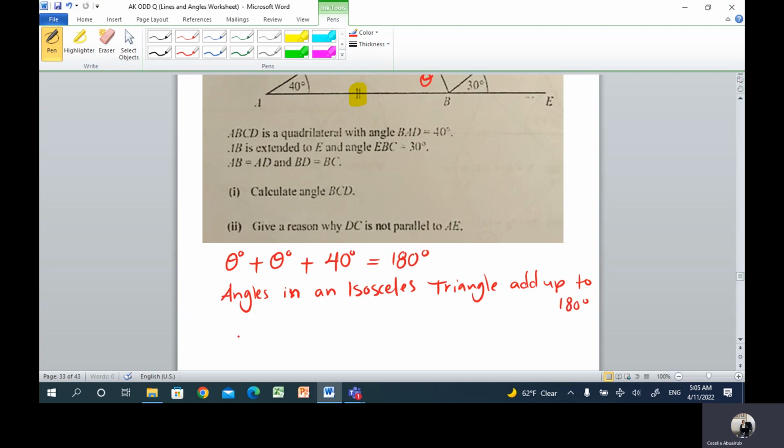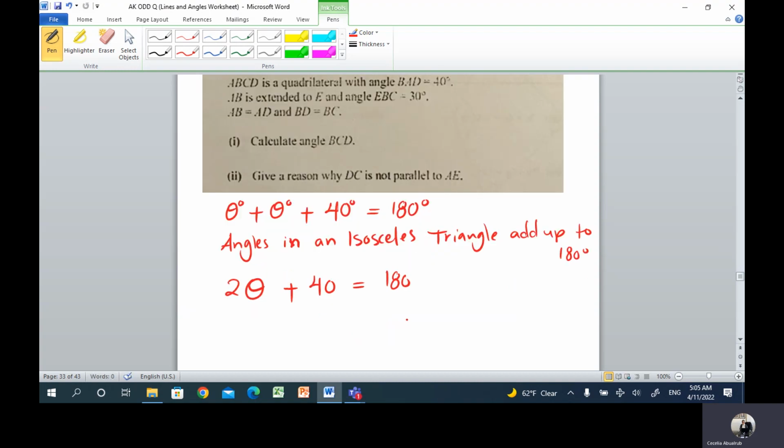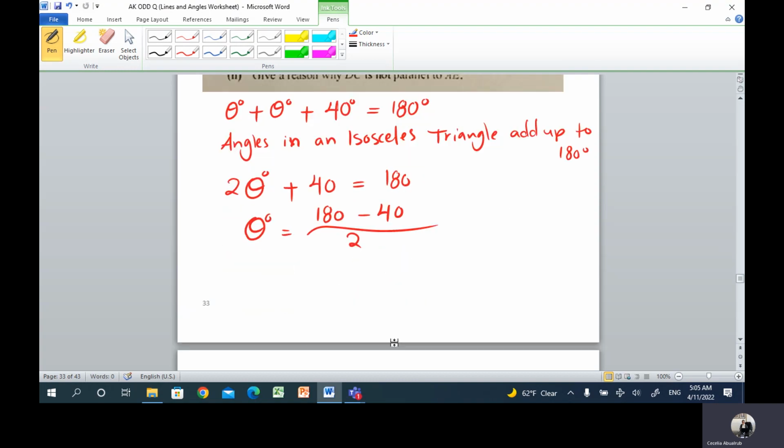If you simplify, theta plus theta is 2 theta plus 40 is equal to 180. If you apply opposite operations now to find theta, so theta is equal to 180 minus 40 divided by 2. So here 180 minus 40 divided by 2. So theta is equal to 70 degrees.